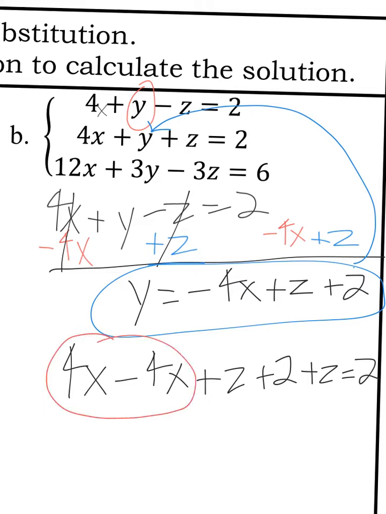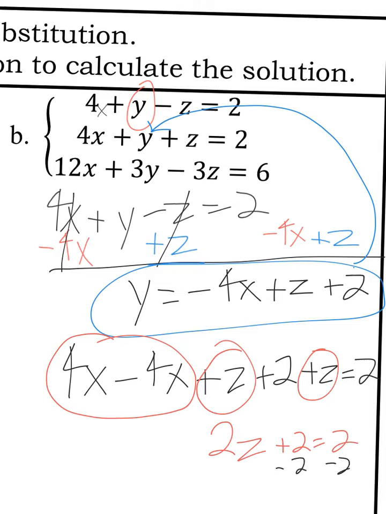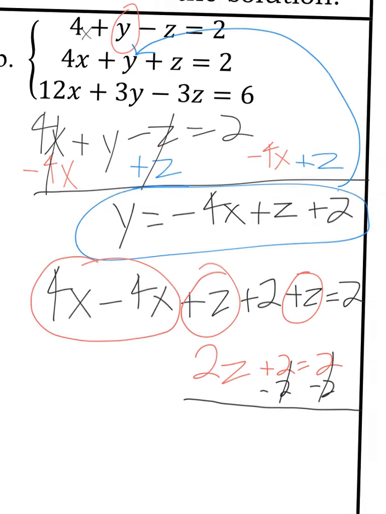4x minus 4x makes 0, and z plus z makes 2z. And then I have plus 2 equals 2. So I can minus 2 over, and then that says 2z equals 0.